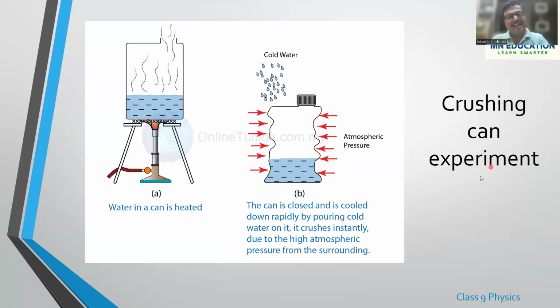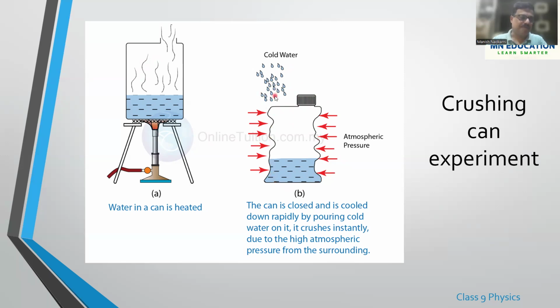Look at this crushing can experiment, which is used to demonstrate atmospheric pressure. Take water in a metallic can, keep the mouth open, and place it on a burner. When the water boils, the steam which is generated due to boiling pushes out the air inside this can. So the air goes out from here. So this space inside the can contains steam, or you can call it water vapor. Now close the mouth tightly with a cap and pour cold water on that can.